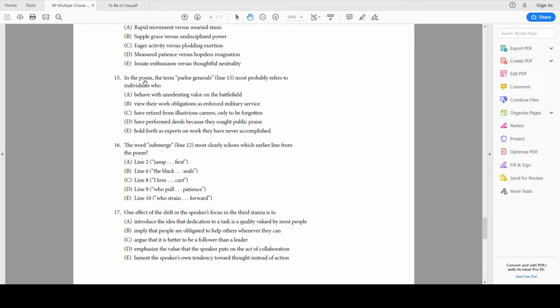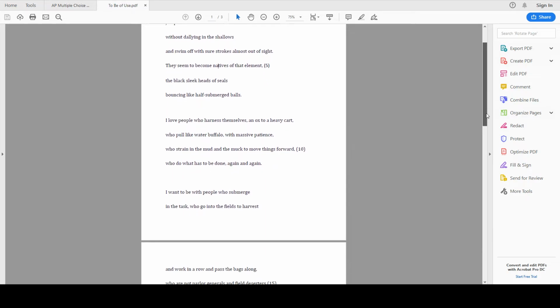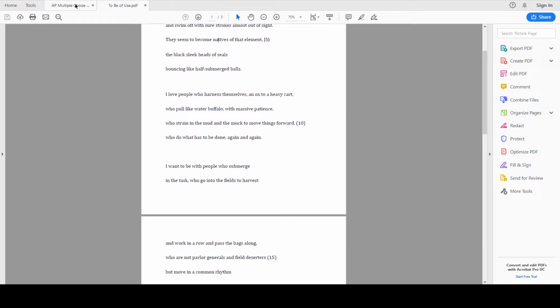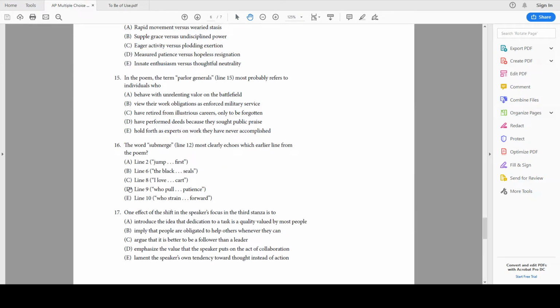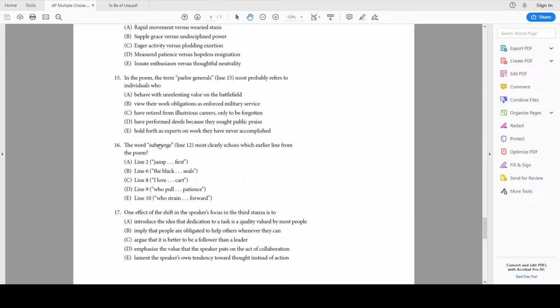I'm liking A still. Line 8. This is back to the ox with a heavy cart. No, submerged. The ox is not an image of being submerged, but an image of perseverance. Line 9, who pull with patience. Again, I don't think being submerged is about patience. And then line 10, who strain. So that's another line of perseverance. You should eliminate C, D, and E just from the fact that they all say essentially the same thing. They're all from the ox metaphor.